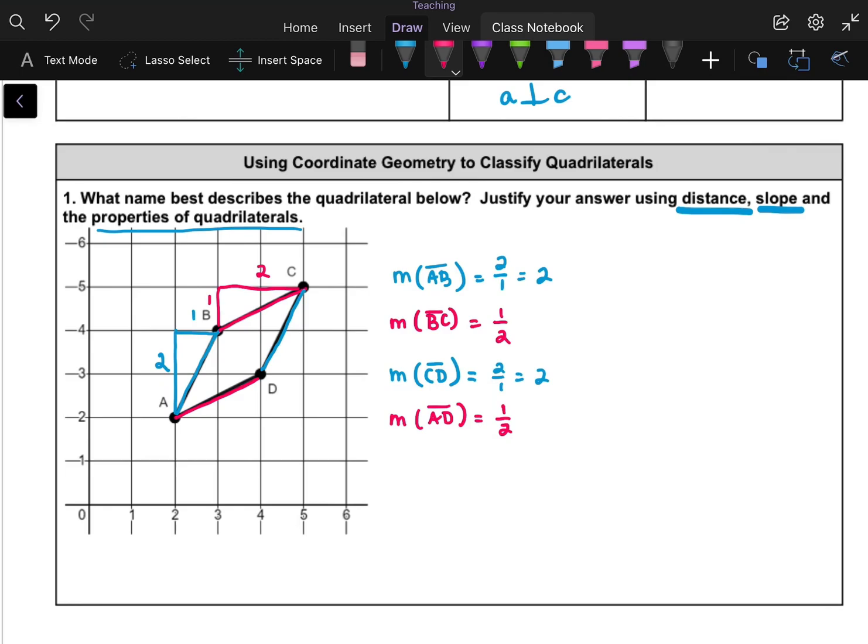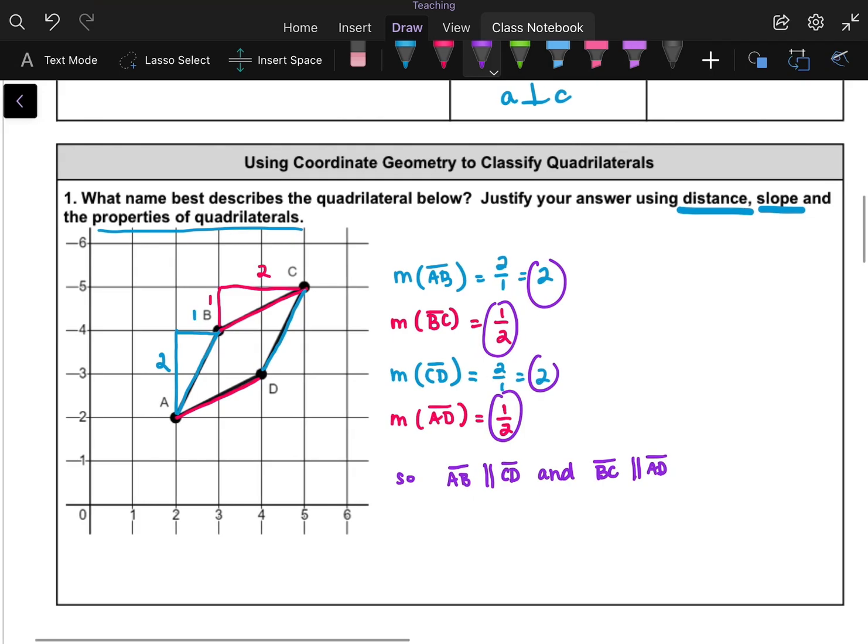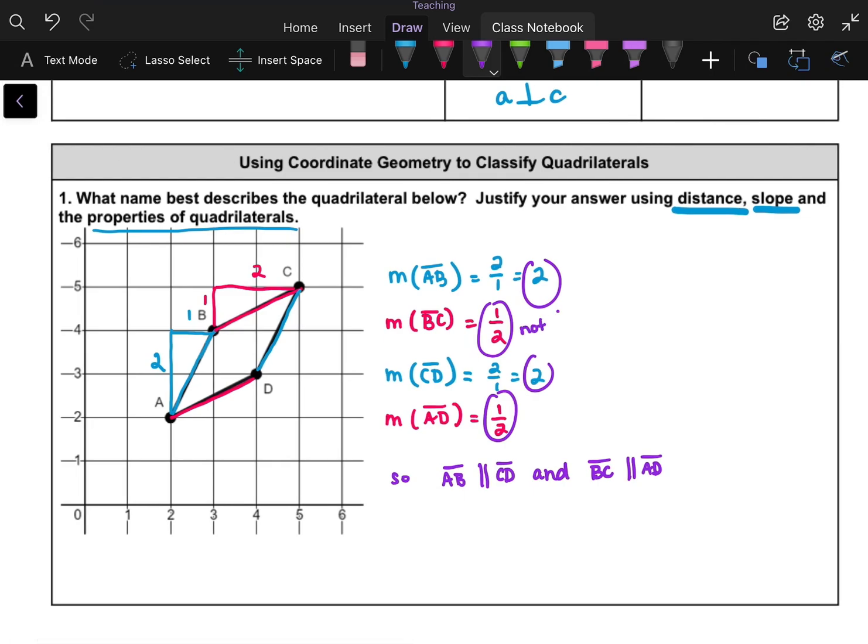Right, so what you might notice from this is that we have side AB is parallel to side CD because both of those slopes are 2, and side BC is parallel to side AD because both of those are 1/2. But I do know that these are not perpendicular because they are not opposite of each other. So they are the reciprocal, but they're not opposite. They're both positive. So these sides, none of them are perpendicular to each other. So these angles are not going to be right angles. So I know then that this can't be a rectangle or a square.